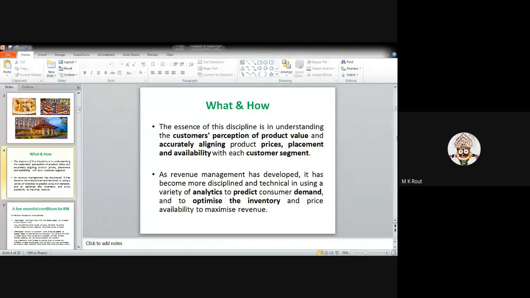Moving to the next one, revenue management has developed and become more of a discipline, and is technically using analytics. Just a minute.